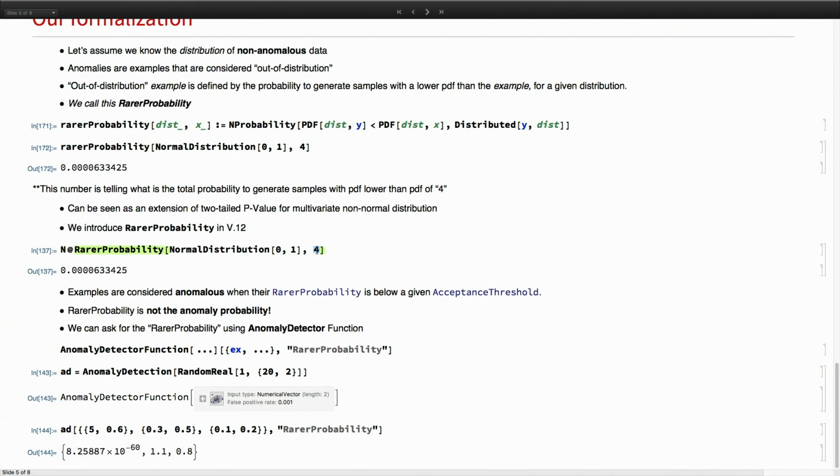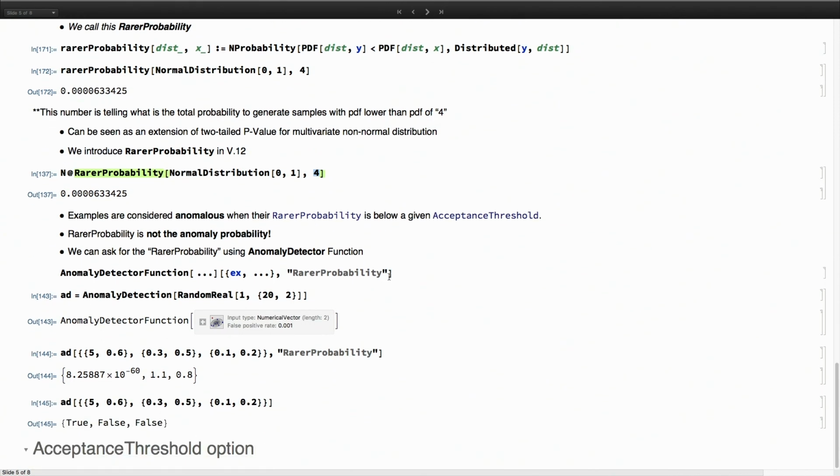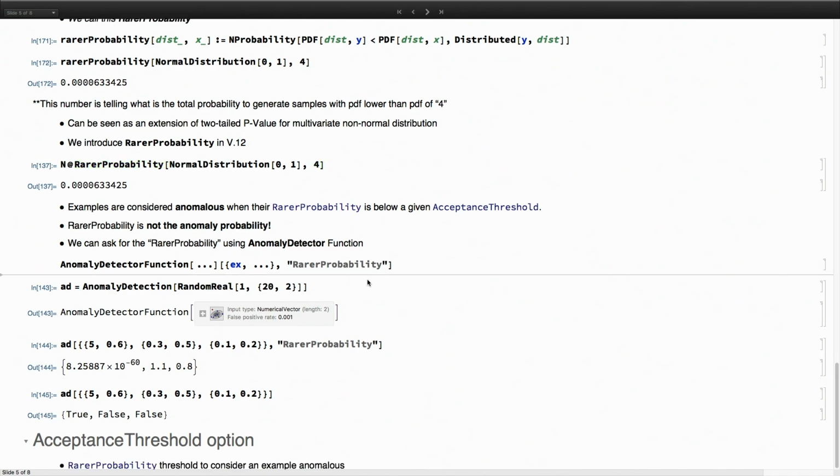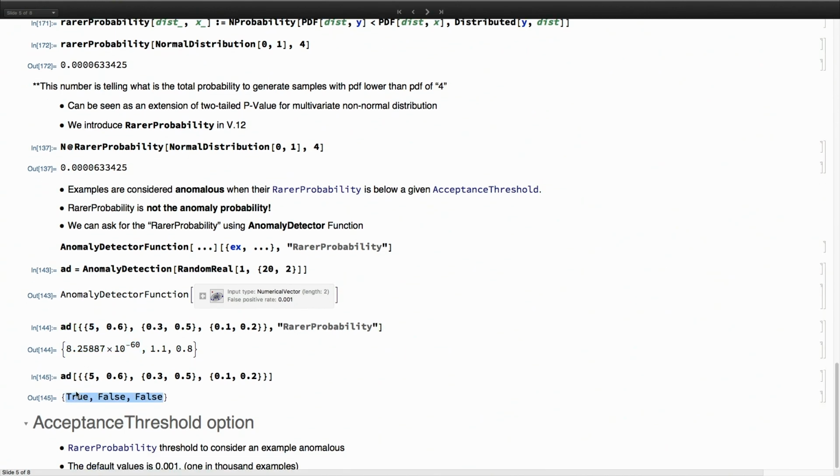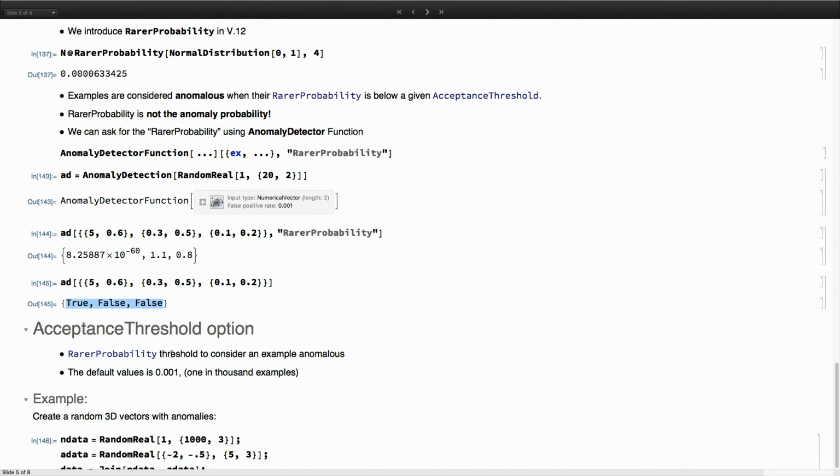So we can ask for the rarer probability using the anomaly detector function, training a detector function with anomaly detection, for example, on a set of random real numbers between 0 and 1 in two-dimensional vectors, and you can call it with the property rarer probability. For example, you see that for this first example, since the X component is 5, it would give you a very small rarer probability. So this would be considered anomalous. But you can also change this acceptance threshold, the rarer probability below which an example would be considered anomalous, by hand.